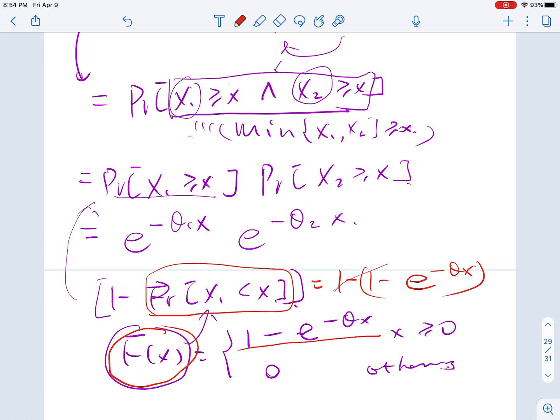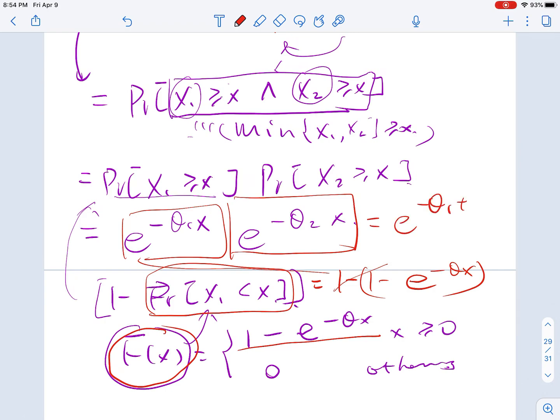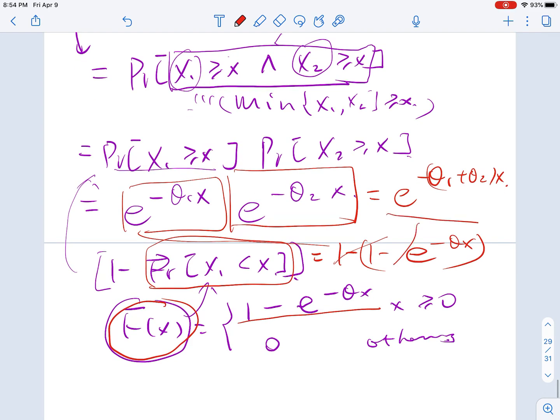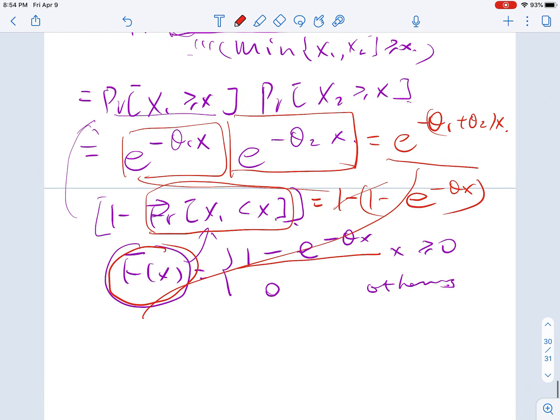So that's the reason these things get cancelled, that we get the product of these two terms out, right? So as soon as you get the product of these two terms out, it really looks very nice: theta 1 plus theta 2 and x, right? So now you can see that this is exactly the same as the probability of the exponential random variable theta 1 plus theta 2 greater than or equal to x.